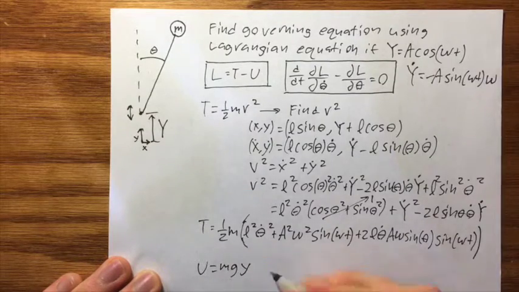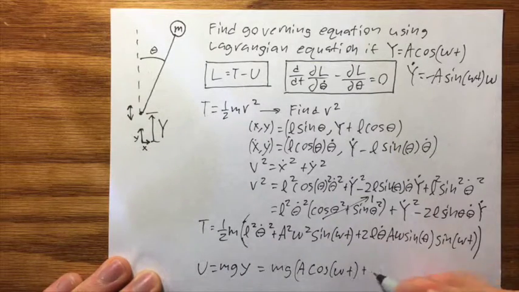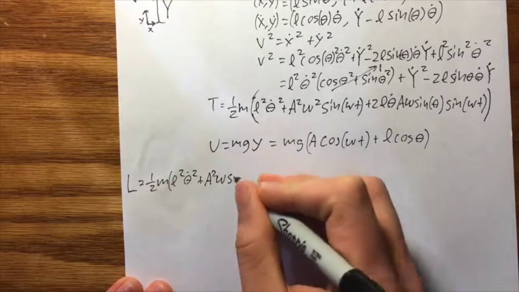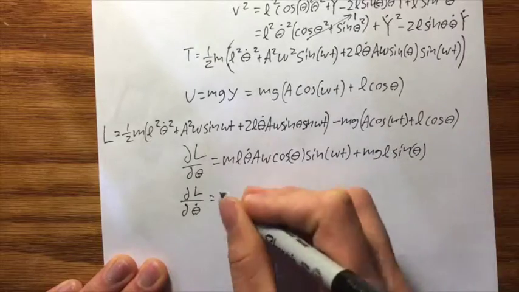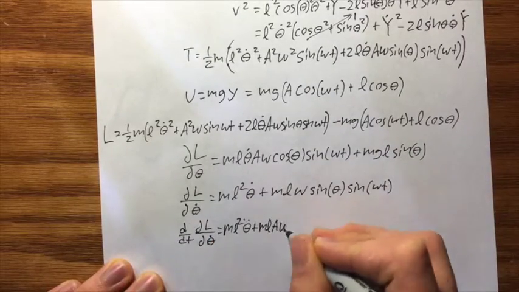And now that we've found the kinetic energy, we can quickly find the potential energy. And L is just kinetic minus potential. Now that we have the Lagrangian term, we can find the two components of the Euler-Lagrange equation.